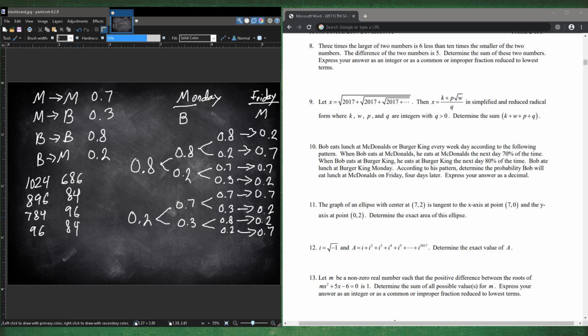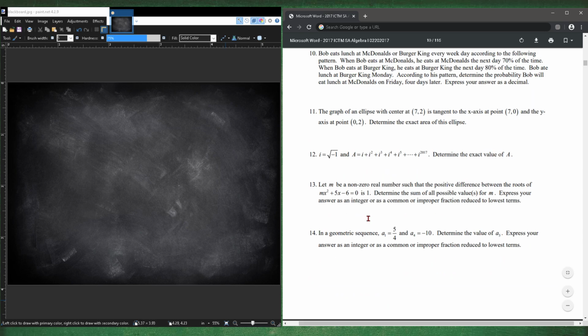Okay, so now add all those numbers up. So 1024, 896, 784, plus 96, plus 686, plus 84, plus 96, plus 84. And you should come out to 3,750. And then we need to divide all that by 10,000, because they're all scaled down by 10,000. So we have to move 4 decimal places, so that's 0.375. And that is your answer for number 10. It just takes a while because you have to find all the possibilities.